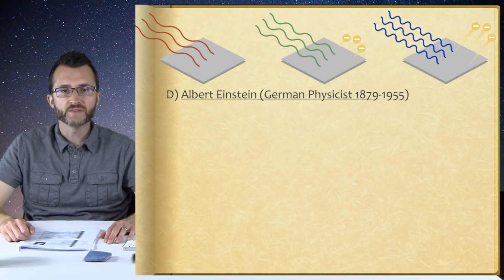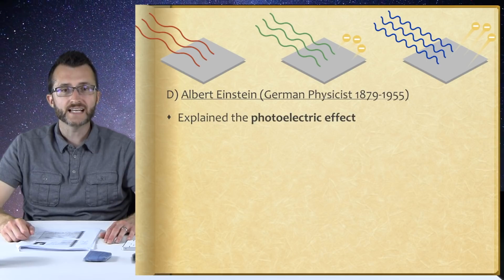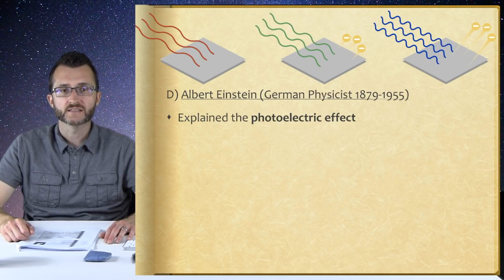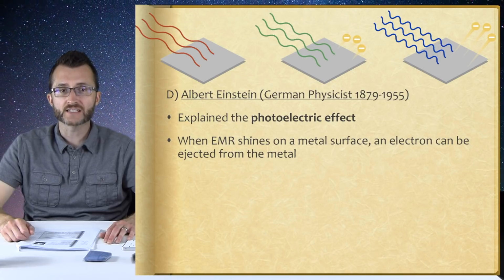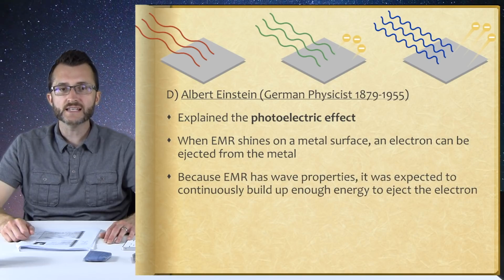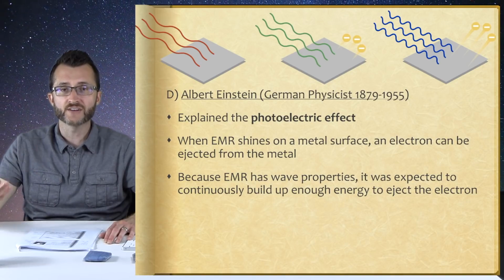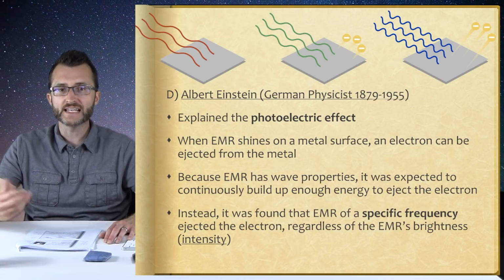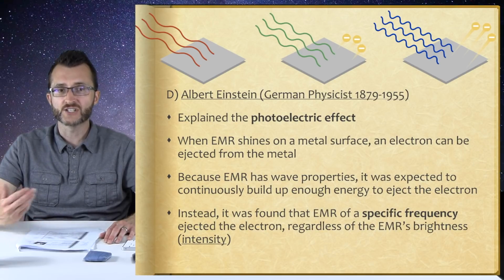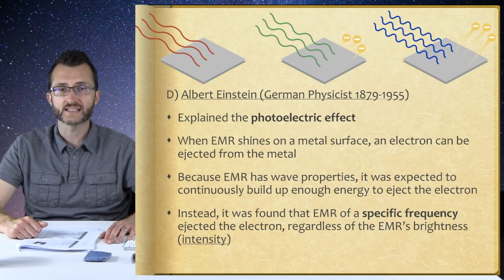Albert Einstein, German physicist, 1879 to 1955. Einstein explained the photoelectric effect. When EMR shines on a metal surface, an electron can be ejected from the metal. Because EMR has wave properties, it was expected to continuously build up enough energy to eject the electron. Instead, it was found that EMR of a specific frequency ejected the electron, regardless of the EMR's brightness or intensity.